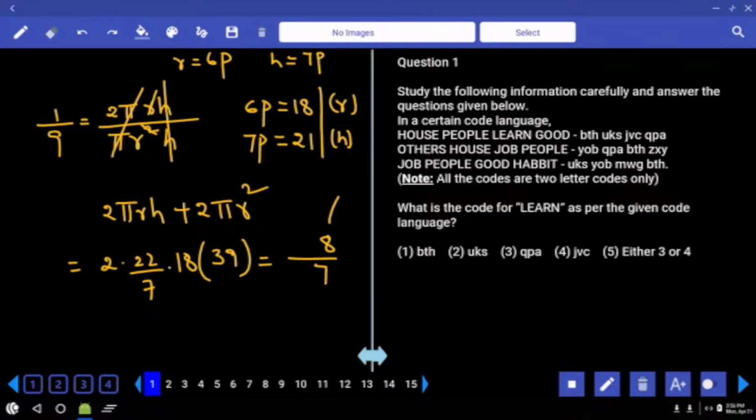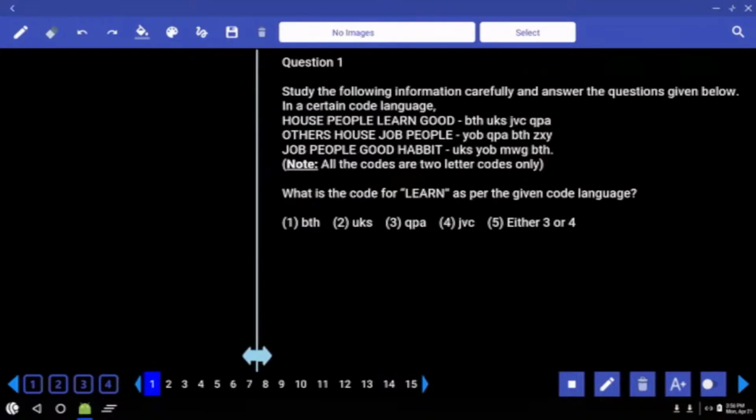Then, what is the code to the word learn? Tell me what is your answer here? What is the code here? Where is the word learn? Now learn is here, and is it present anywhere else? No. Clear? That means house, people and good are repeated. 3 words are repeated, 3 codes are repeated.